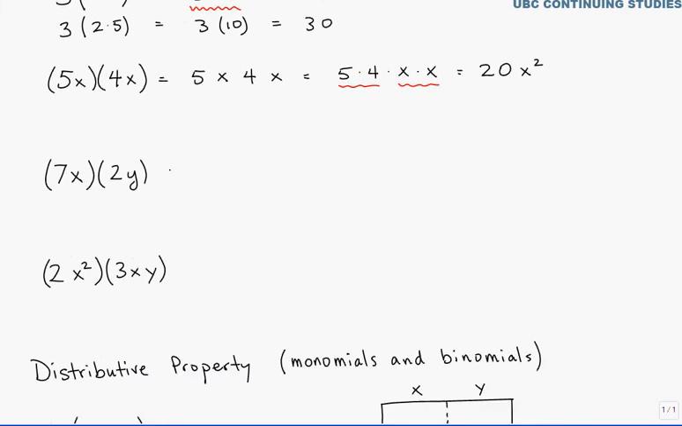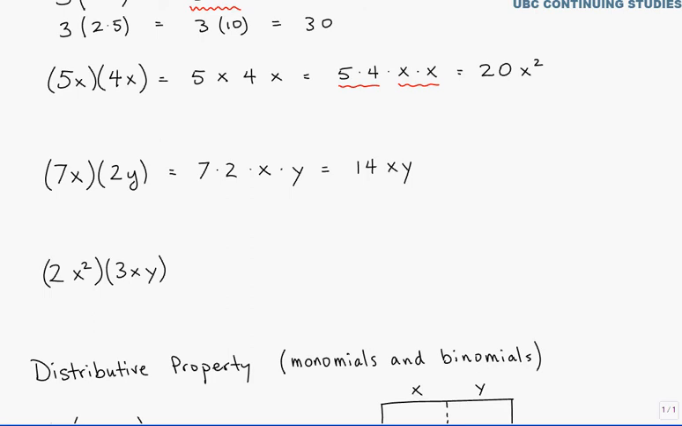How about 7x times 2y? Again, just rearrange the terms. The 7 and the 2, the two coefficients, you can multiply to give you 14. There's nothing you can do to group or simplify the x times the y. It just stays as x times y. And so you end up here with 14xy.